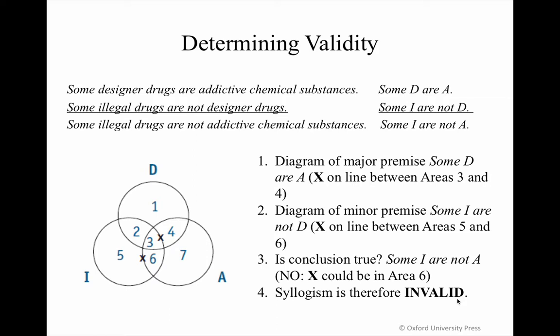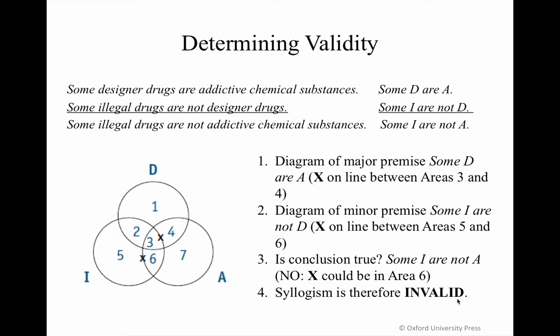Next, let's look at the minor premise. Some I are not D. The area that we want to diagram is area 5 and 6. That's because we're looking to put an X in the area that is in I outside of D. Notice, however, we don't know if the I that is outside of D is also outside of A, so we put the X on the line.